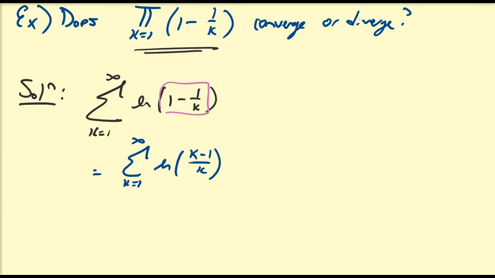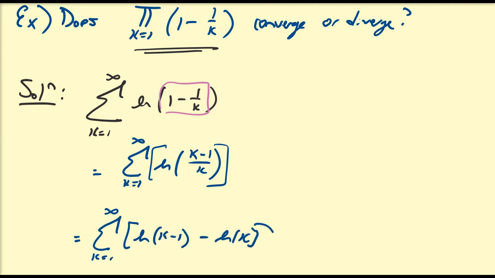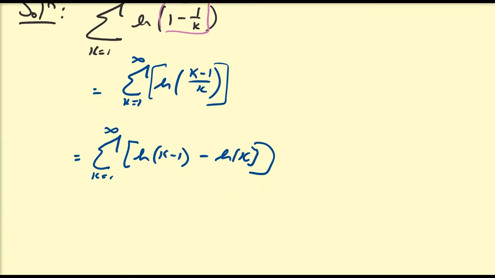And I can split this natural log expression up into two natural logs. So this is going to be equal to the sum from k equals 1 to infinity of the natural log of k minus 1 minus the natural log of k. Alright, so what do we have here? I'm going to evaluate the sum and see if we have any special relationships, because notice that this should be a telescoping sum. So we need to figure out, does this telescoping sum converge or diverge? We should be able to look at the first and last terms and see if that limit converges.